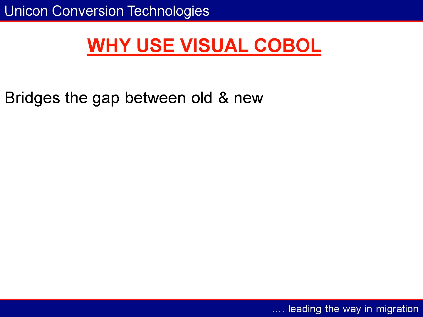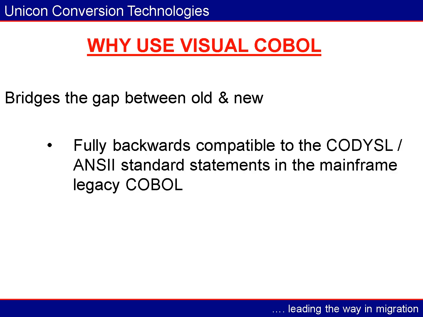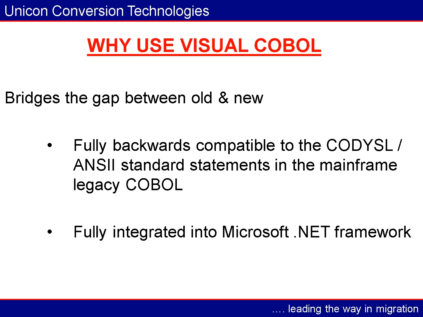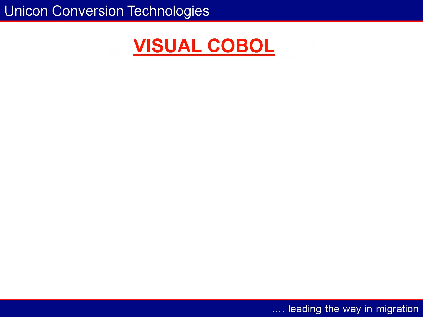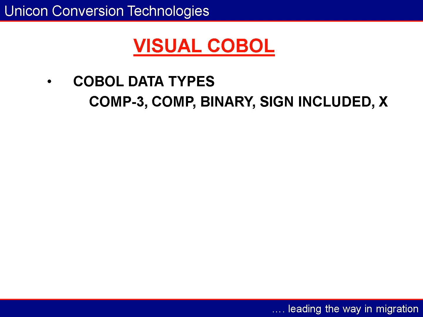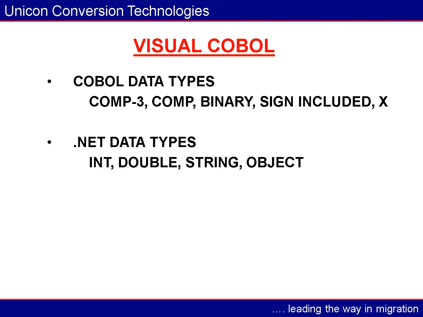Visual Cobol supports both the processes, functions, and features of the old world and the processes, functions, and features of the new world. It is fully backwards compatible to the Codicil ANSI 2 standard statements in the mainframe legacy Cobol, and fully integrated into the Microsoft .NET framework. For example, Visual Cobol supports the traditional Cobol data types, such as comp3, comp binary, sign included, picx, and the new .NET data types, such as int, double, string, and object.